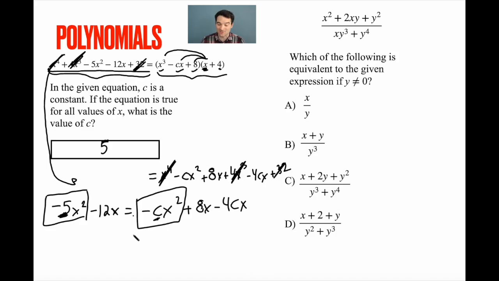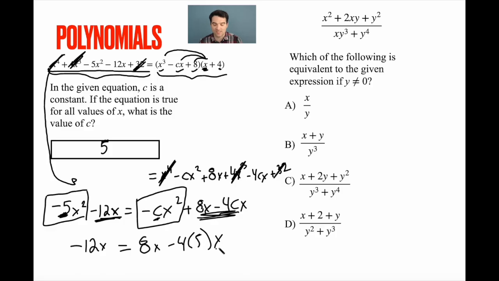And if I really want to double check this, I can look at the remaining terms, right? If these two are equal to each other, then this must be equal to whatever's left over. Let's make sure about that. Negative 12x equals 8x minus 4 times 5 times x, if c is equal to 5. Is negative 12x equal to 8x minus 20x? It sure is, right? Because that is equal to negative 12x.